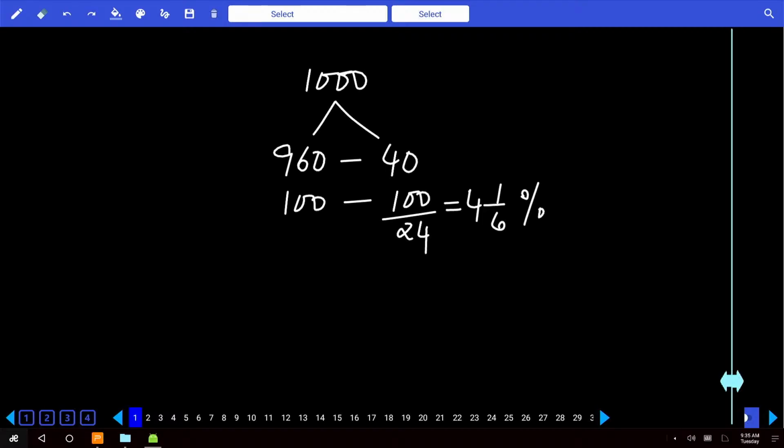A shopkeeper marks his goods 20% above the cost price and gives a 10% discount to the customer. At the time of selling the goods, he uses 900 grams instead of 1 kg, and at the time of buying, he uses 1100 grams instead of 1 kg. His profit percentage is?